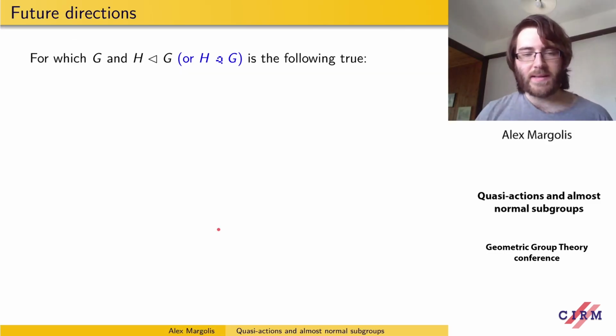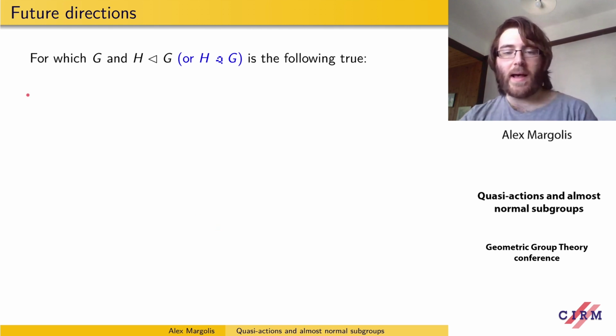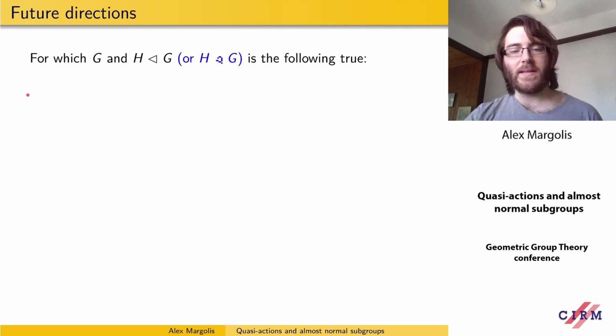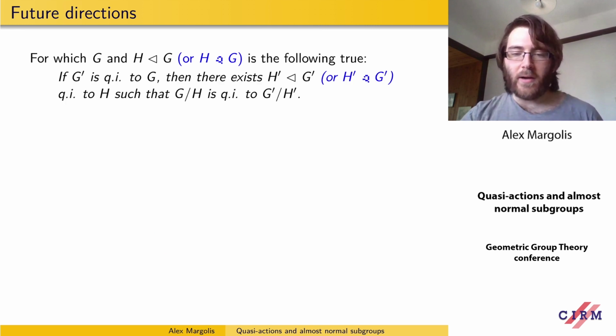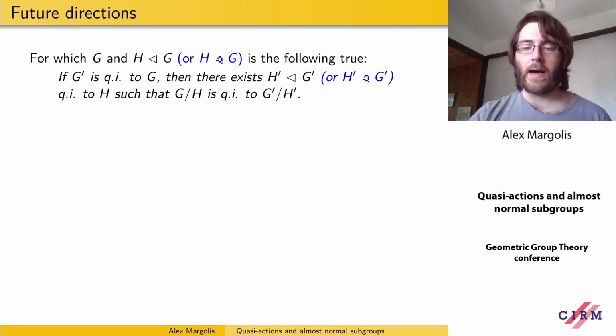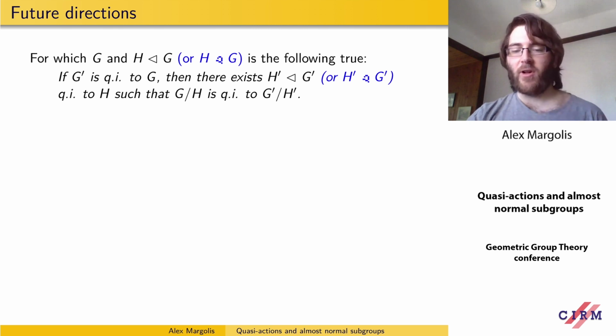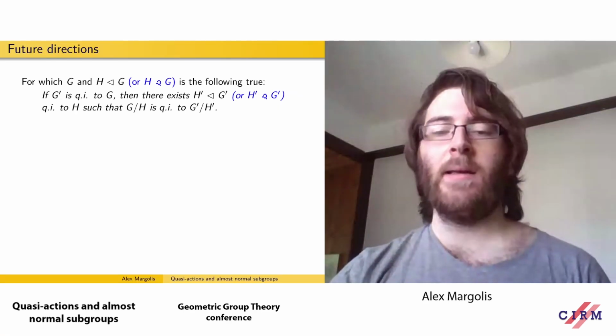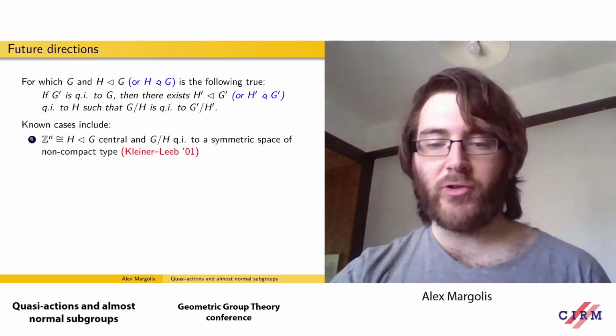So some future directions I could take this research, and what applications there are. A question I've been thinking about a lot is: for which finitely generated groups G and normal or almost normal subgroups H is the following meta theorem true? If we have some finitely generated group G' which is quasi-isometric to G, then there's some normal or almost normal subgroup H' which is quasi-isometric to H, such that the associated quotient groups or quotient spaces are quasi-isometric. In general, there are lots of counterexamples to this, but there are also lots of interesting cases where it is true.